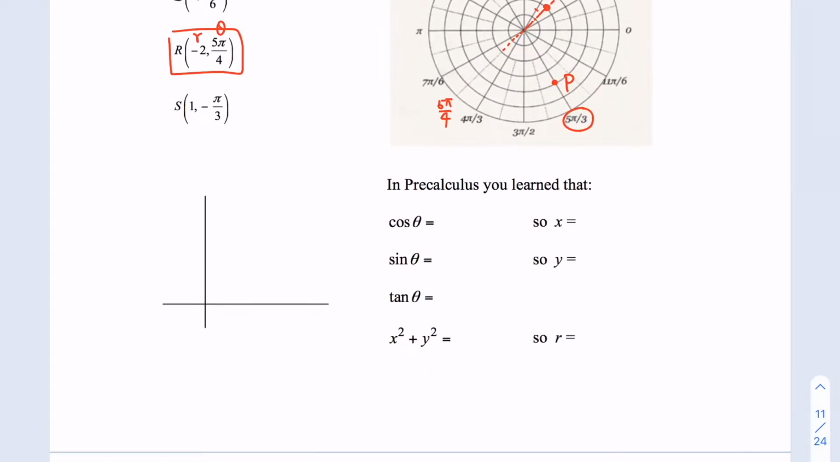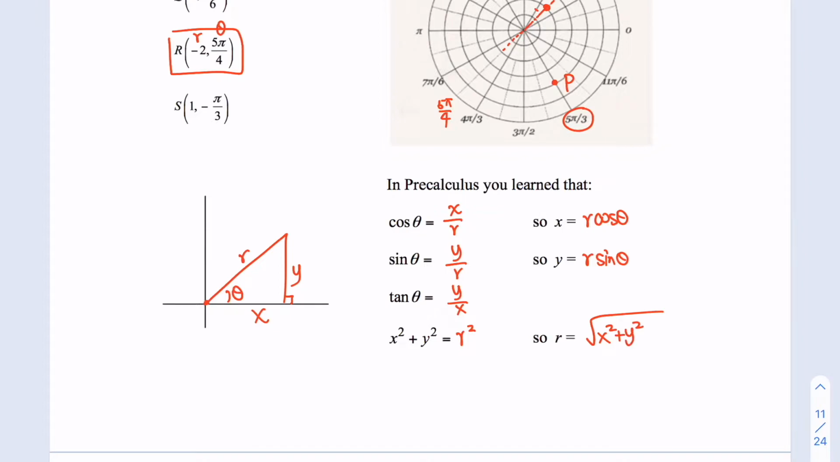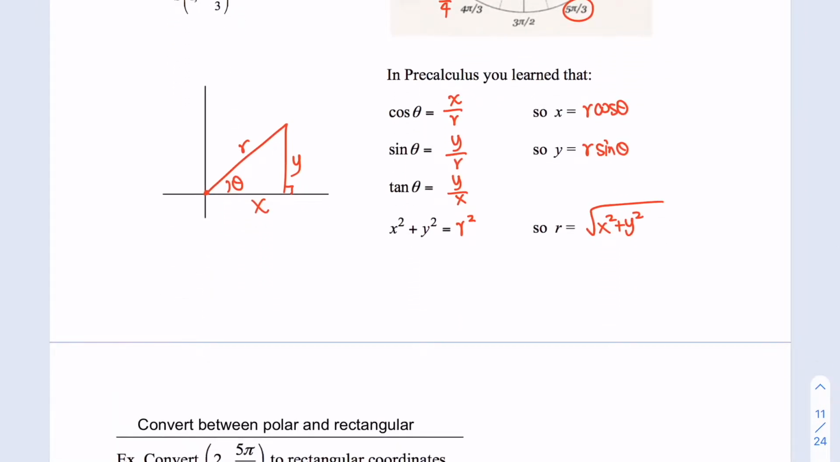In pre-calculus, we also learn the relation between x, y, and r, theta. So look at this triangle. Cosine theta equals x over r, sine theta equals y over r, tangent equals y over x, and x squared plus y squared equals r squared. So x equals r cosine theta, y equals r sine theta, and r equals the square root of x squared plus y squared. Based on this relation, we can convert from polar to rectangular.